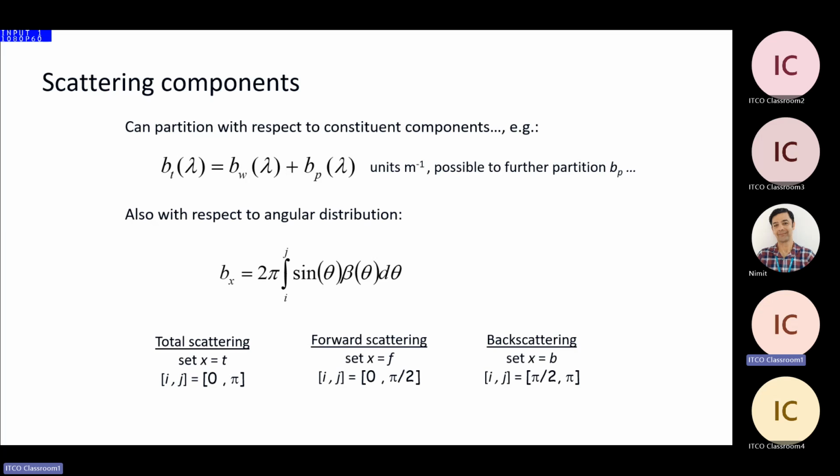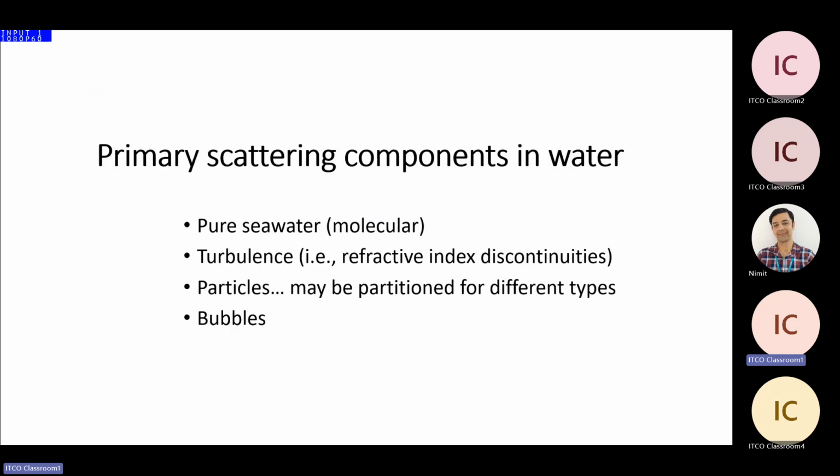In respect to the angular distribution, of course, you have this integral that I just talked about, and you can change the limits of the integral. So 0 to 180 degrees, or pi radians, is going to give you the total scattering B, but you can also look at the forward scattering, which is 0 to 90 degrees, or 0 to pi over 2 radians. You can also look at backscattering, which is pi over 2 radians to 180 degrees.